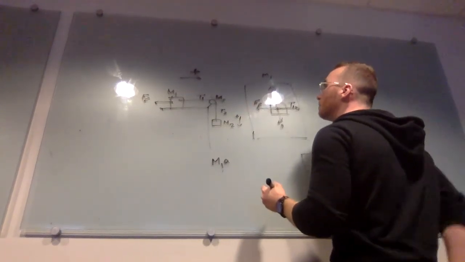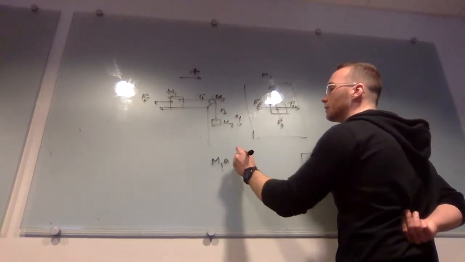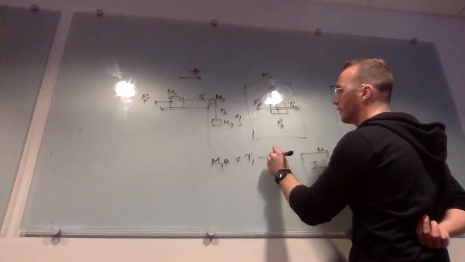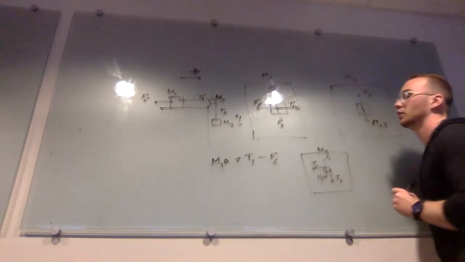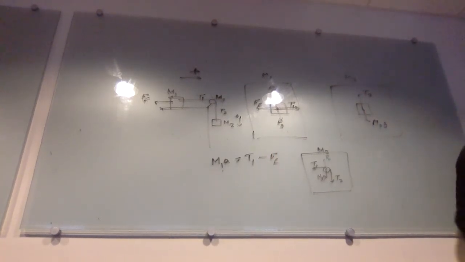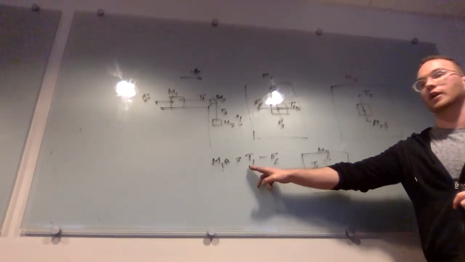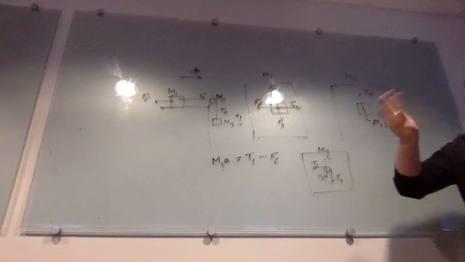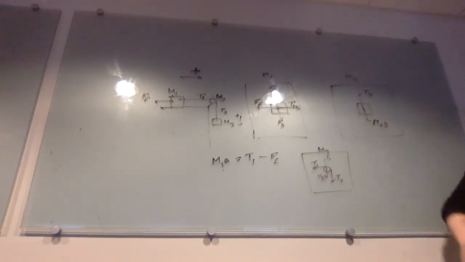So M1a is going to be equal to the sum of the forces, which is T1 minus F friction. Now F friction is going to be a constant, whereas T is a variable that we might need to figure out and solve for. F friction is just a number, so we don't have to solve for that. It's usually given to us.